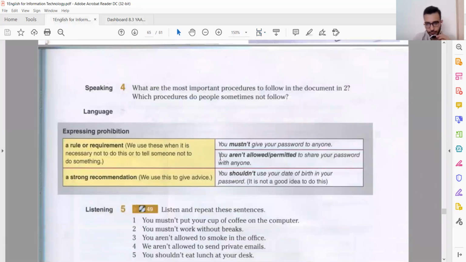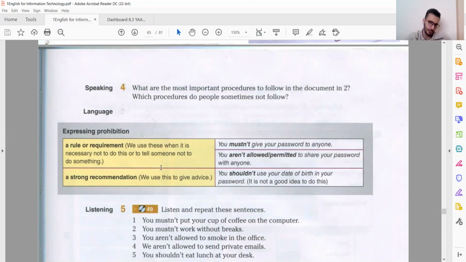Okay, so that's it for this page. Now let's move to the next page. Activity number 4. What are the most important procedures to follow in the document? Which one of them is the most important one? And which procedures do people sometimes not follow? شو في procedures الناس ما بتنتبه لها أو ما بتتبعها، ما بتتقيد فيها. What do you think? Think about this.